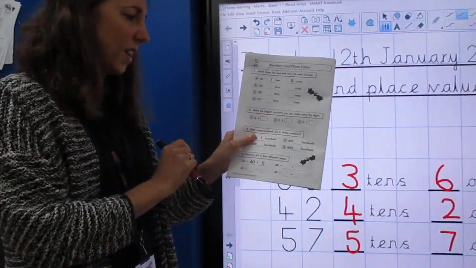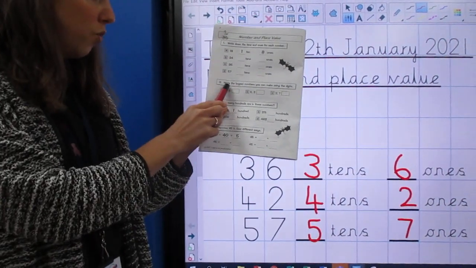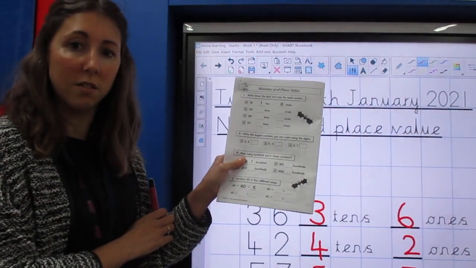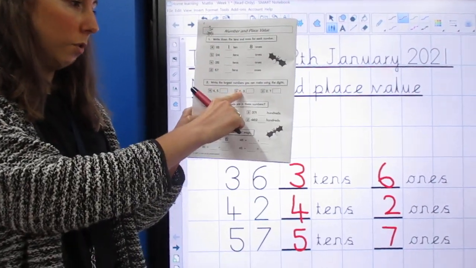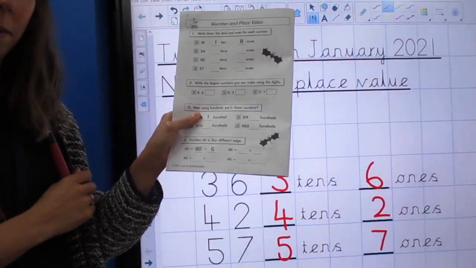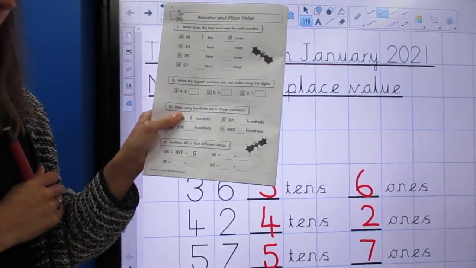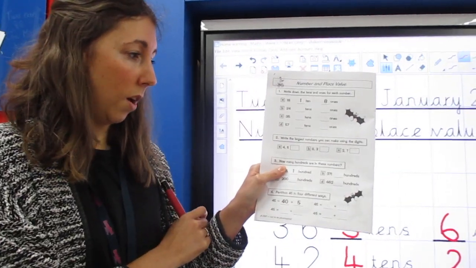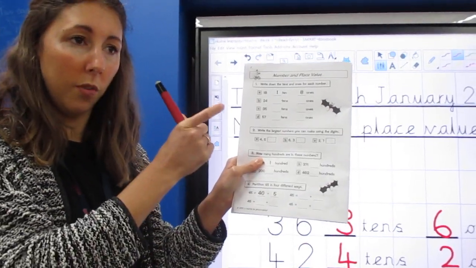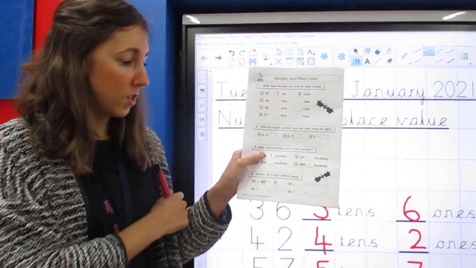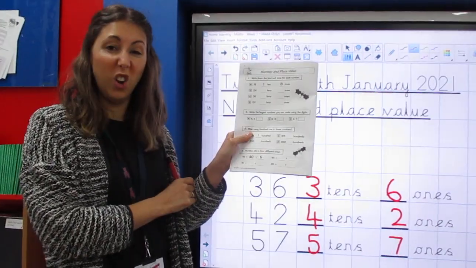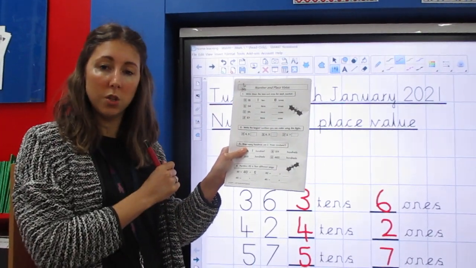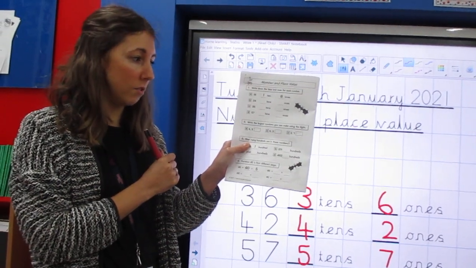Question 2 is a little bit different then. Question 2 says, write the largest numbers you can make using the digits. So we've got in each number 2 digits. So we're going to be making a 2-digit number. And what you need to remember if you're going to be making the largest 2-digit number is that the tens number, the one that comes first, is the largest value. So you're going to need to put the largest number in the tens place at the start and the smallest number in the ones place at the end.